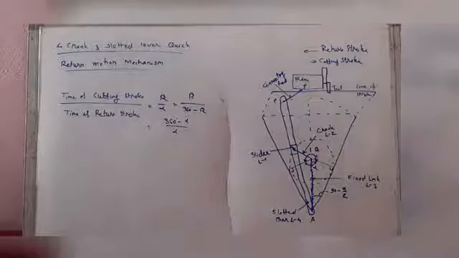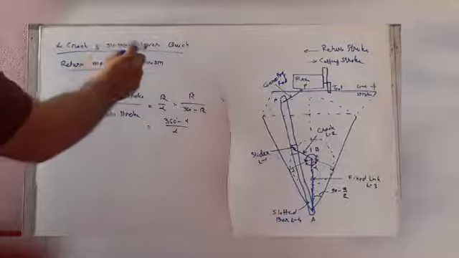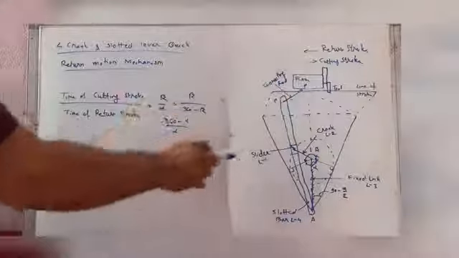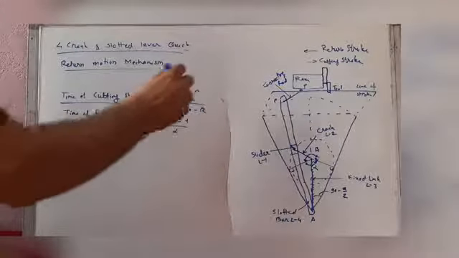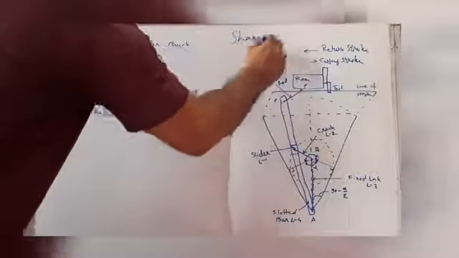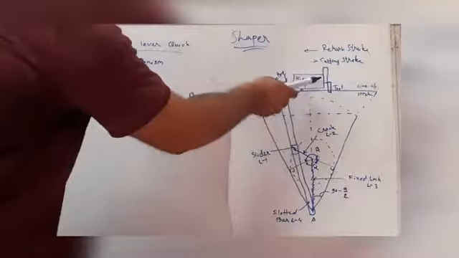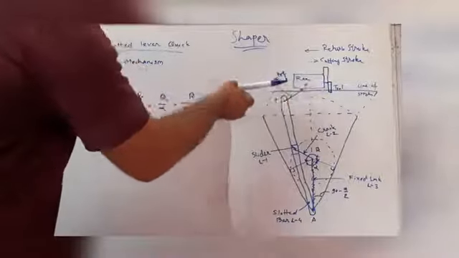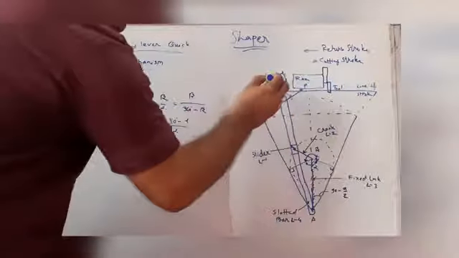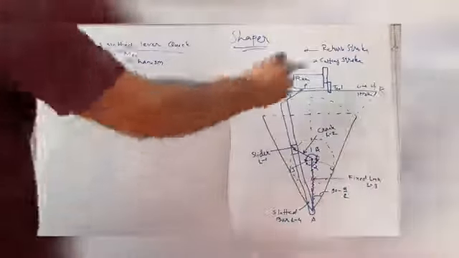Here next topic is fourth inversion, crank and slotted lever quick return motion mechanism. Here this is the mechanism of shaper machine. In shaper machine, this is ram. One tool is fixed here, and on this side, cutting stroke starts from this point to this point. We may say P to R. This is line of stroke.